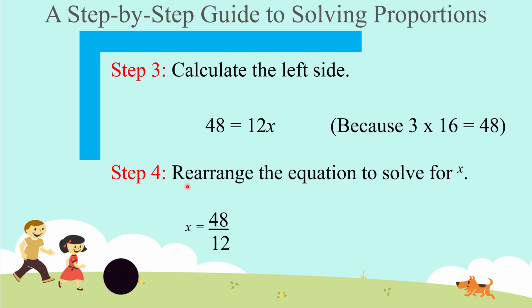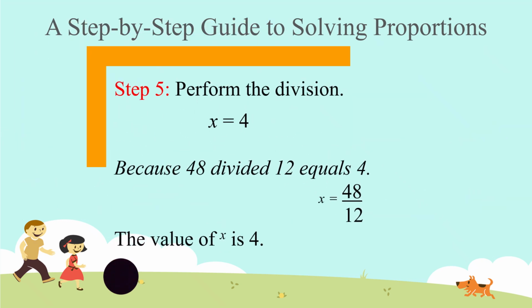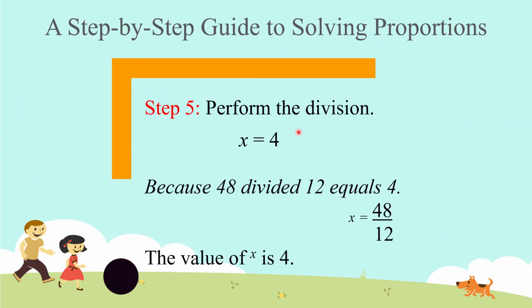Step 4. Rearrange the equation to solve for x. x equals 48 divided by 12. Step 5. Perform the division. x equals 4, because 48 divided by 12 equals 4. The value of x is 4.